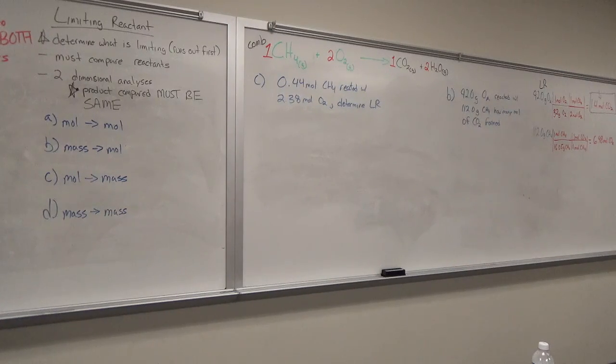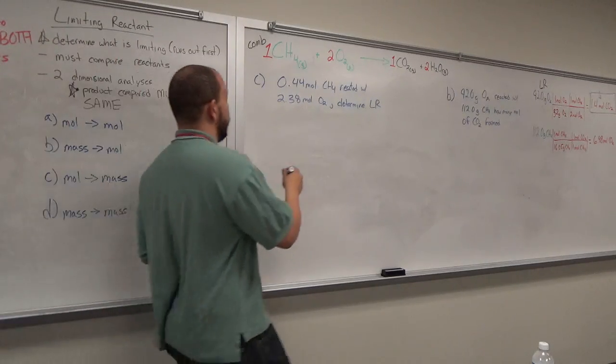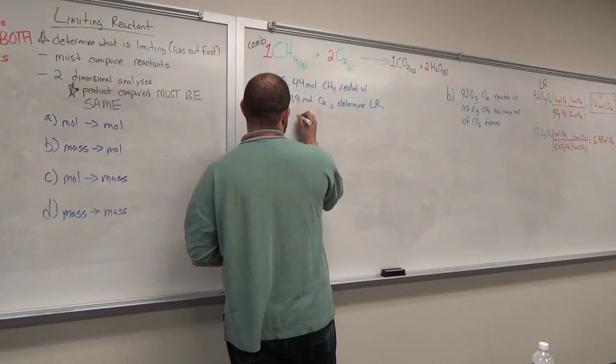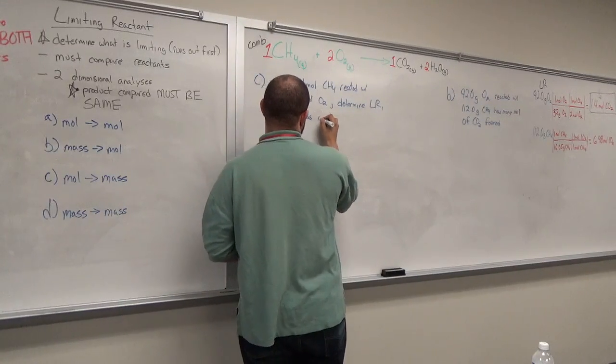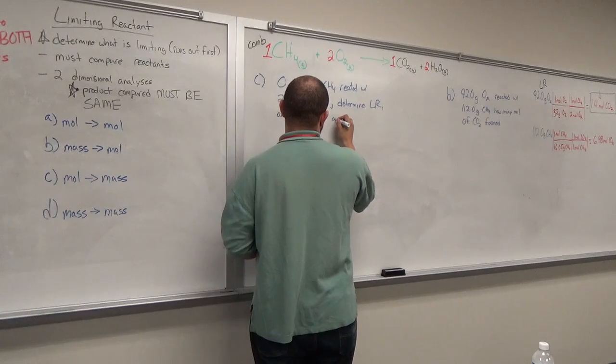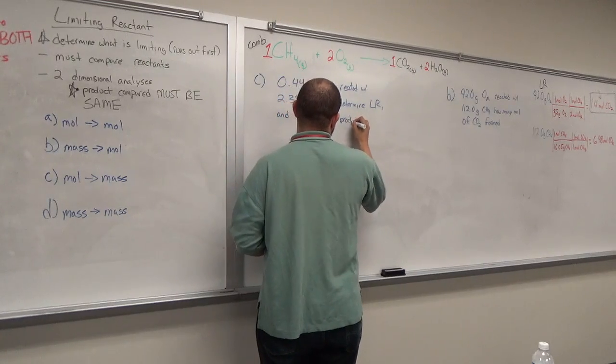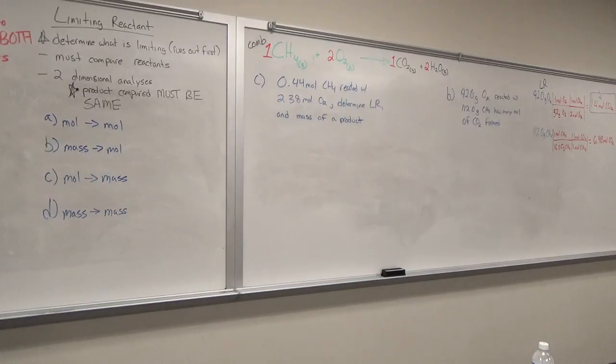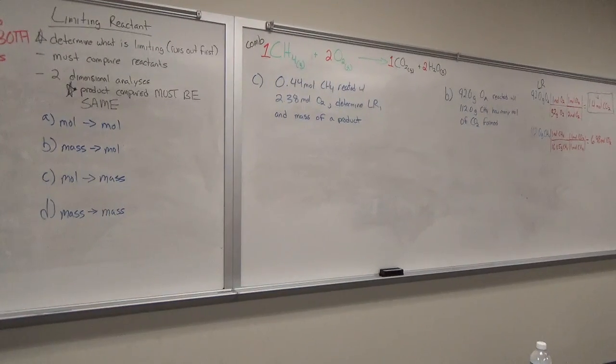Again, question posed to you. Oh, well, there should be a second part to this because we want to go mole mass. Determine limiting reagent and mass of a product. So I'm leaving it a little open-ended. Kind of, you got a choice here. So determination of a limiting reagent you can't do without comparing products. And the product you compare is up to you. It's up to you.